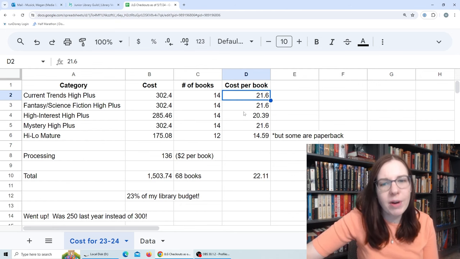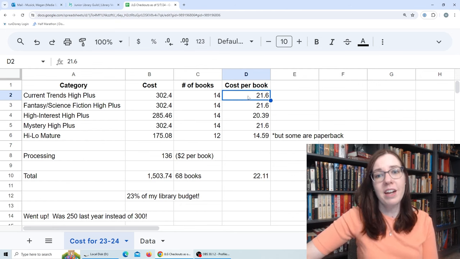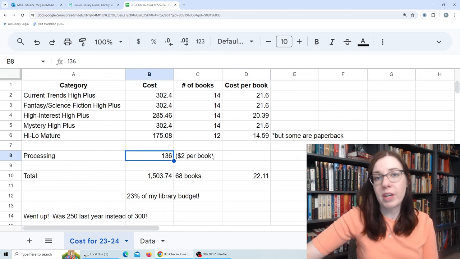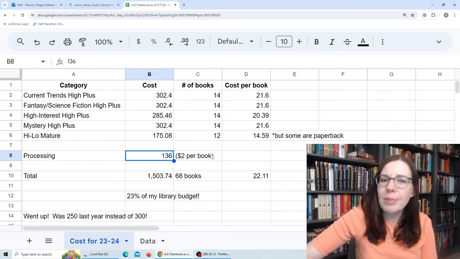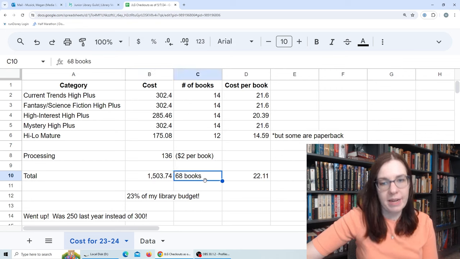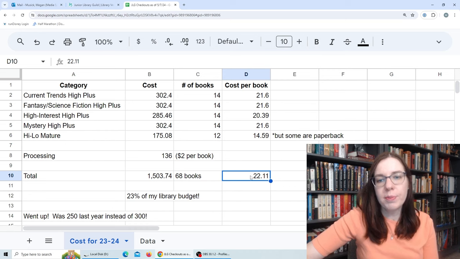But I was looking at the price, and that's definitely more than paying for a book on Amazon, which usually ranges anywhere from $12 to $20, sometimes even for a hardcover. So processing is $136 total for this whole thing, which is $2 per book. And now that I have time to do it, I'm like, do I really need that? I don't know. So that is 23% of my library budget, $1,500 for 68 books. Overall cost per book with the processing is $22.11.